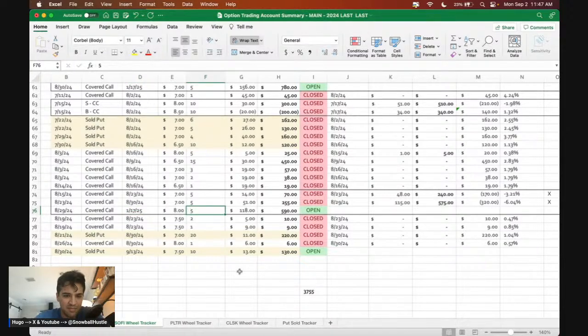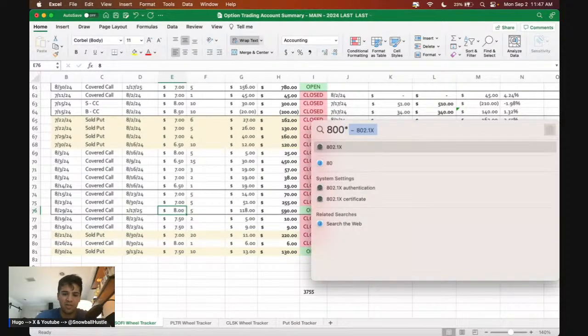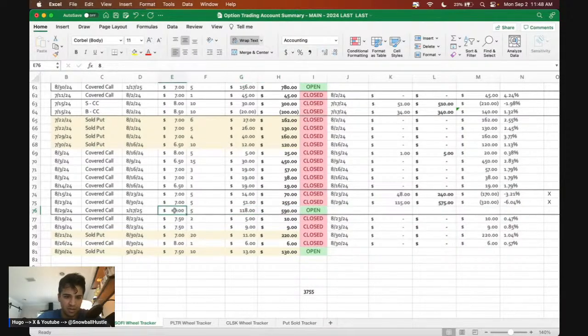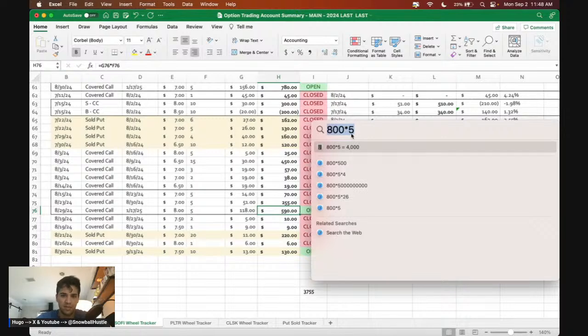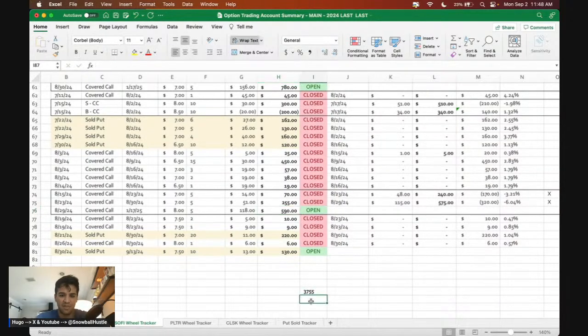So if I was to sell it at $8, 5 contracts at 800, that's 800 times 5 contracts. So that's 4,000 called away. Plus I keep the premium. So that's 590. So that's 4,000 plus 590. That's 4,590. Okay. So this would be my total profit if I waited.